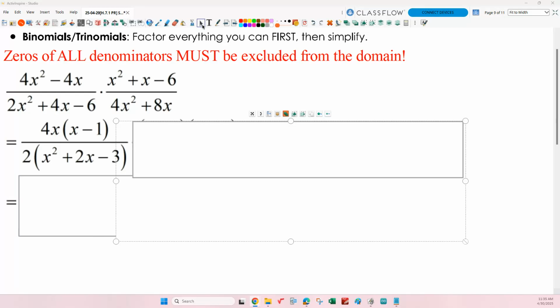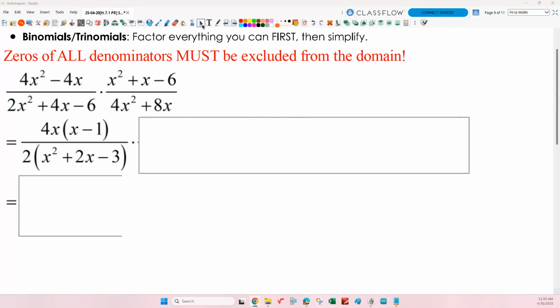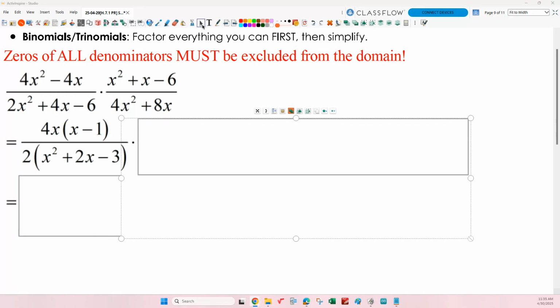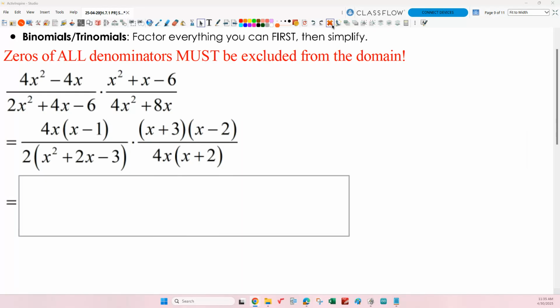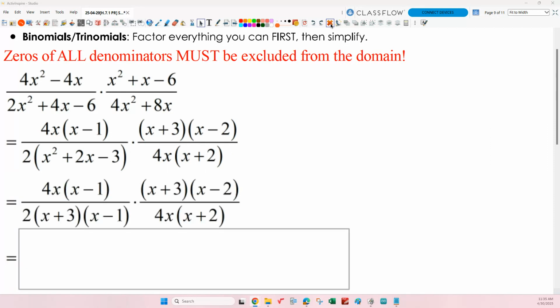Magic numbers? What would my magic numbers be? What about the bottom? What could I pull out of the bottom? 4x. So then we're left with x plus 2. Okay, can we factor the denominator a little bit more on that first fraction? Yeah. So if we factor this portion, what would we get? Yep, x plus 3, x minus 1.